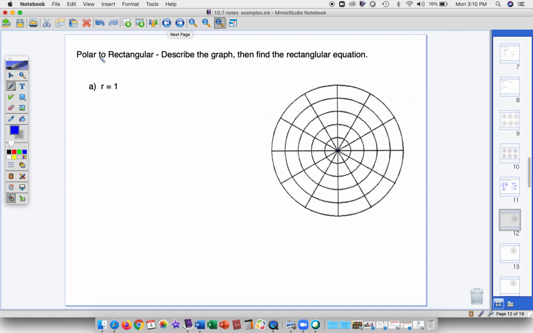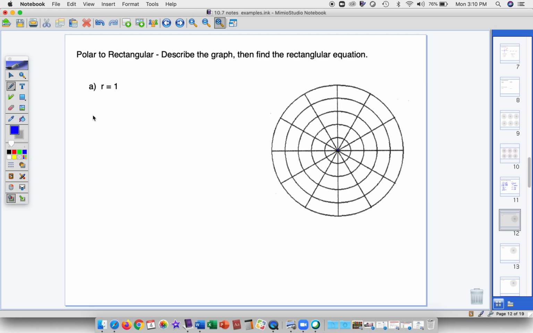Now we're going to go in the other direction. We're going to start with a polar equation and change it to rectangular, and then describe the graph. These are sort of in backward order, but we're going to find the equation. I don't know if you recognize this yet or not, but we'll see. Okay, so now we want to get rid of r.